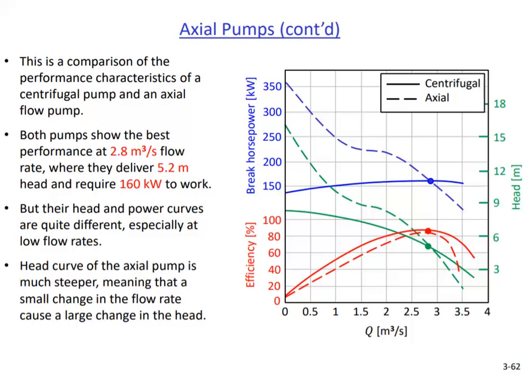However, head and power curves are quite different. As the flow rate reduces, the head and the power consumption of the axial pump increase greatly. Head curve of the axial pump, which is the green dashed curve, changes much more rapidly with the flow rate compared to the centrifugal pump. To control this high flow rate dependency better, some axial pumps have adjustable blades. Their angles can be adjusted for different flow conditions.